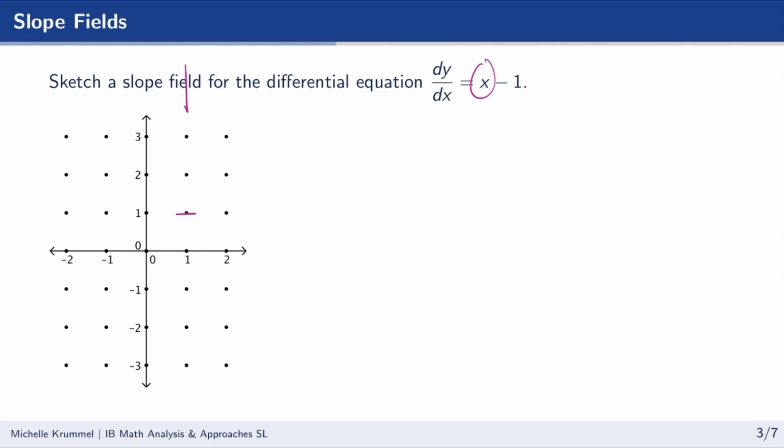So down this entire column, the x coordinate is 1, and it doesn't matter what the y coordinate is. If the x coordinate is 1, the slope is 0. So I can very quickly fill in the slope field for that entire column where x is equal to 1. And this kind of differential equation is called an autonomous differential equation, where it's just solely expressed in terms of x and not in terms of y.